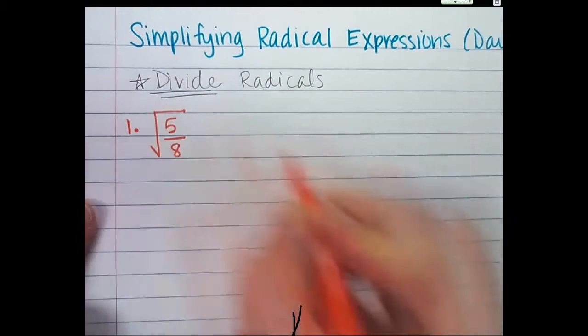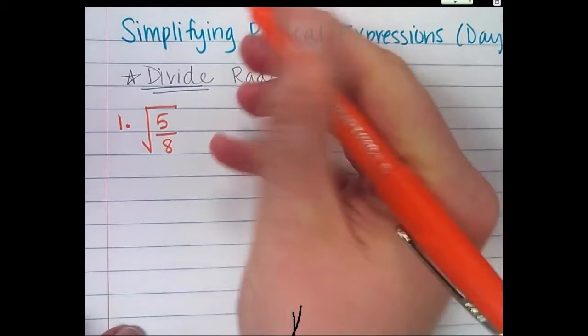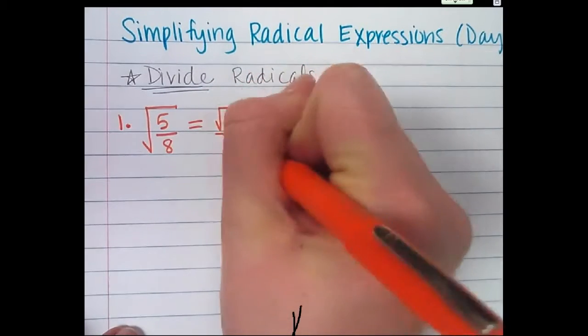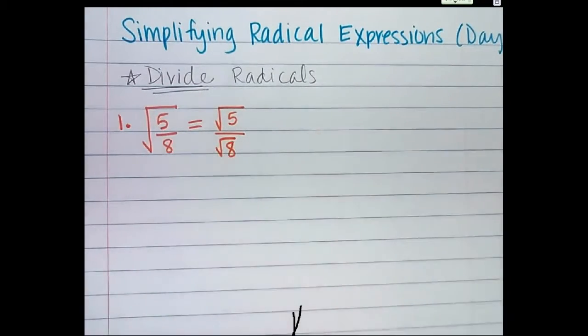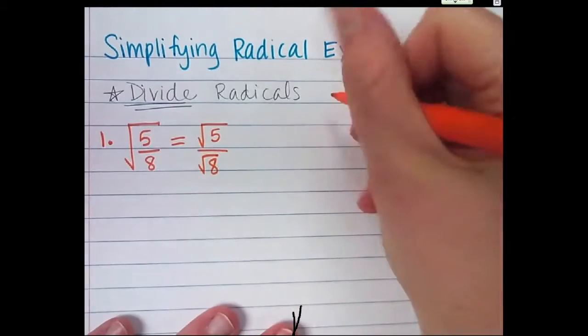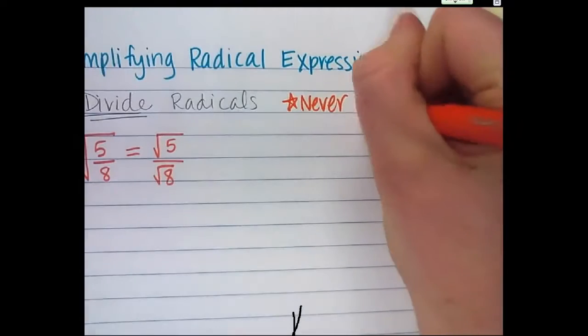Square root of 5 divided by 8. So the first thing I would do is when you have a fraction like this, go ahead and split it up. So you can rewrite this with the square root of 5 over a square root of 8. It's not necessary that you do that, but sometimes visually it's just easier to see.